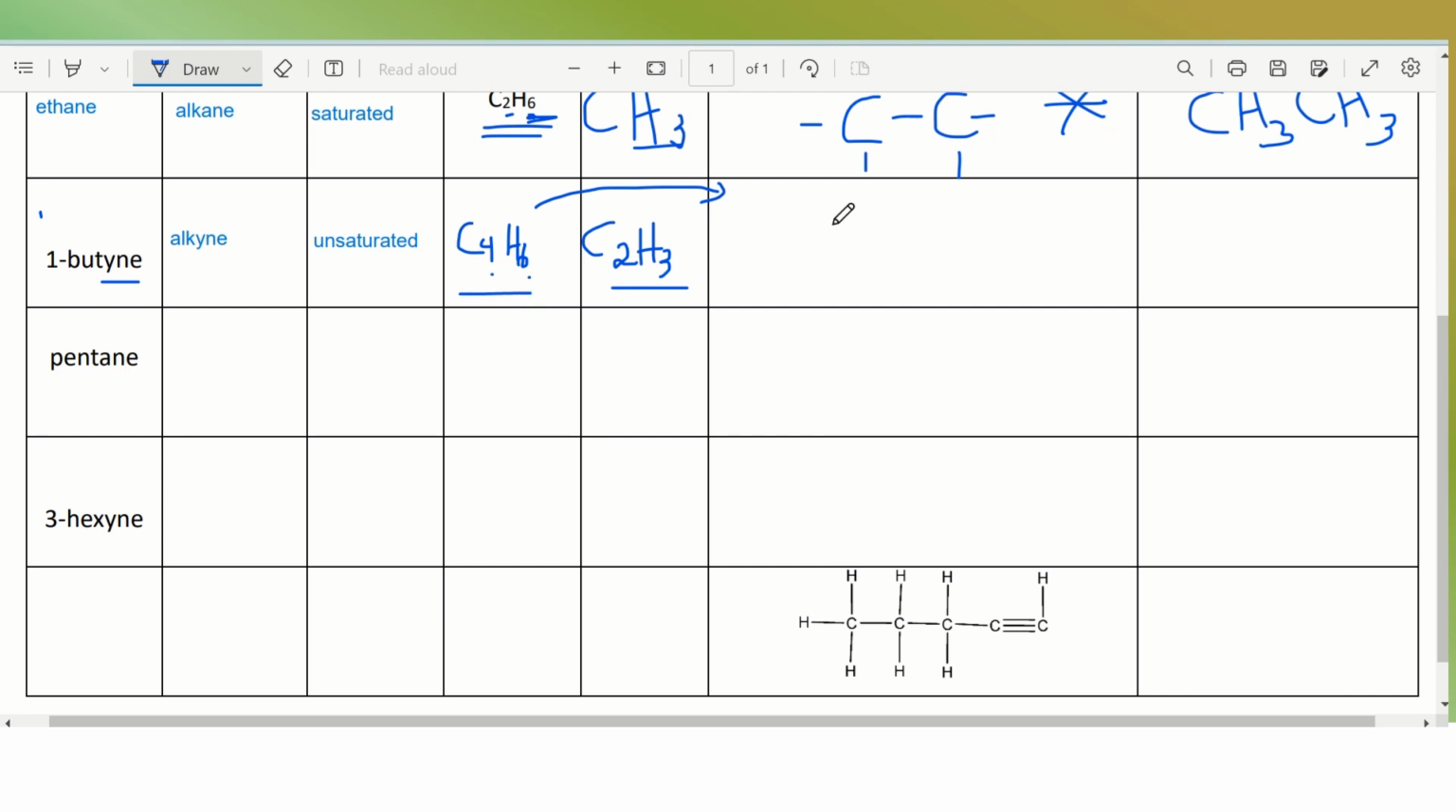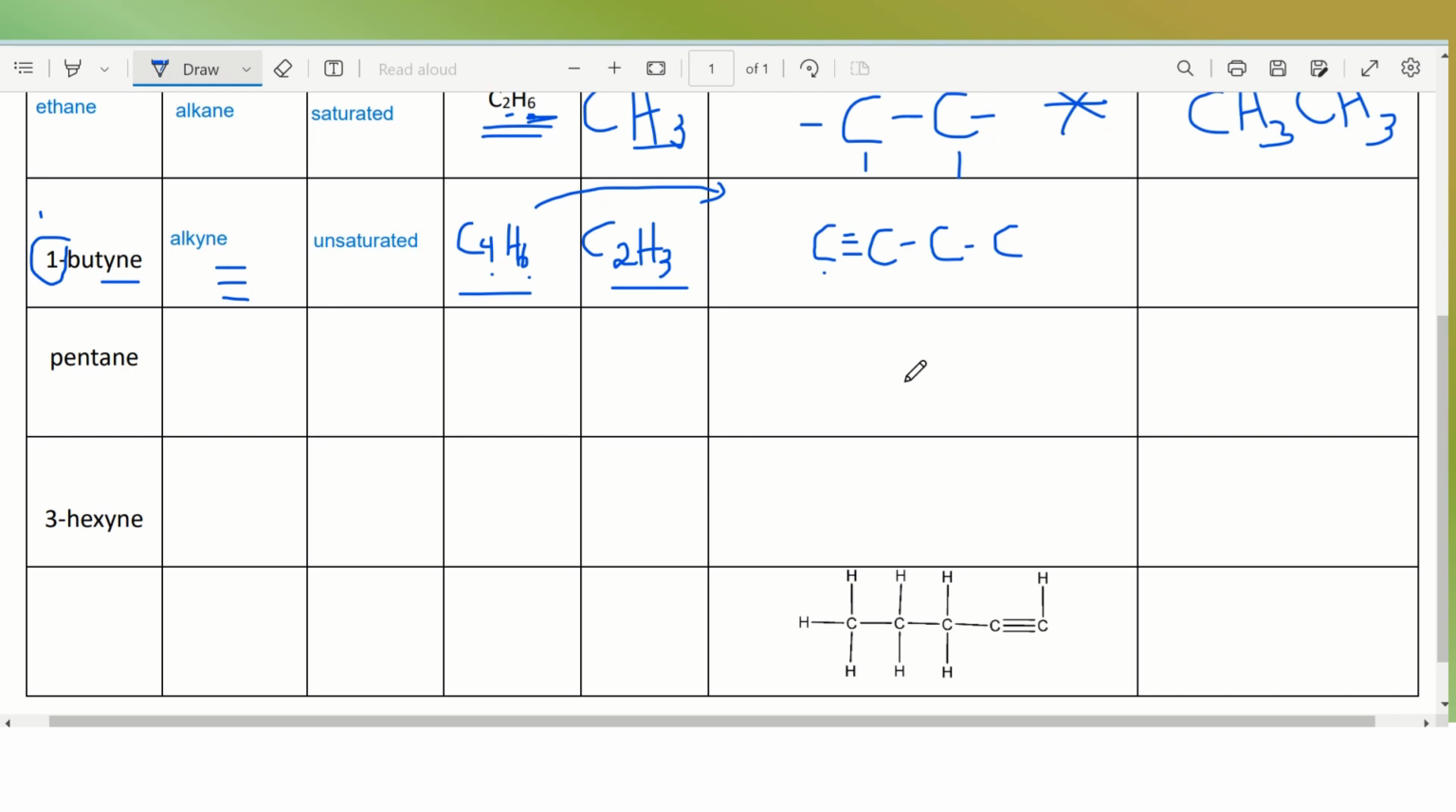Okay. So I start with my carbon chain, C, C, C, C. Now, this time, alkyne means I have a triple bond somewhere. I can't just put it willy-nilly wherever I feel like it. I need to look at the address. And you see this? It says, please put it on carbon number 1. So this right here is carbon number 1. So I'm going to put a triple bond right there.